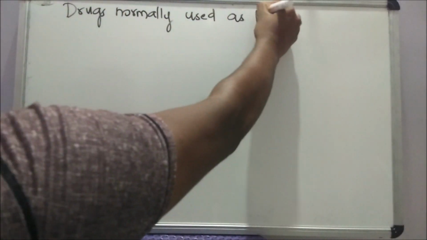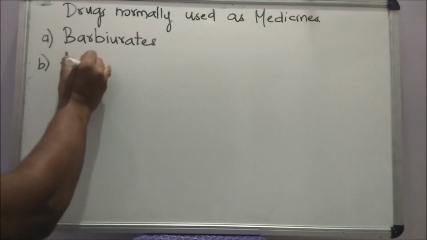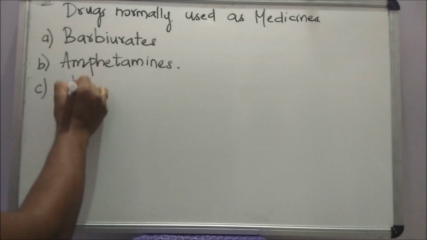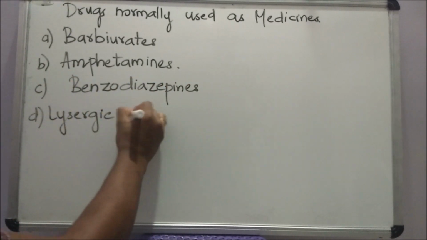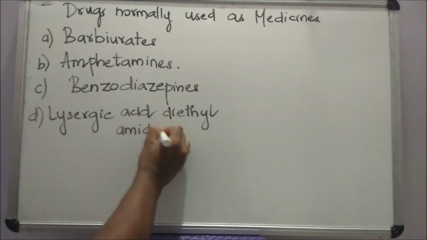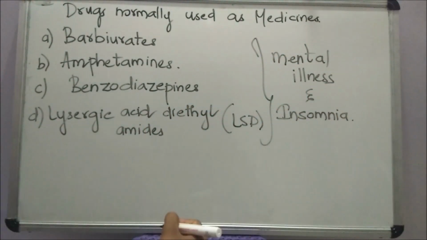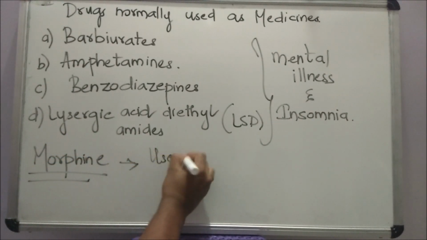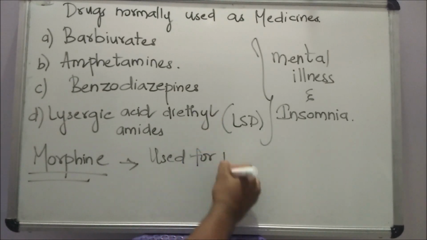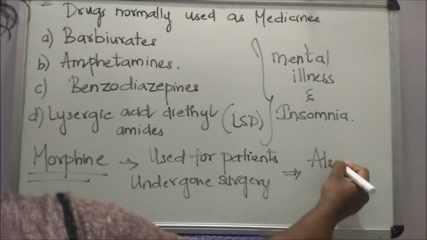Now, let's learn about the drugs which are normally used as medicines as well as abused. Drugs like barbiturates, amphetamines, benzodiazepines, LSD, the full form of LSD is lysergic acid diethylamide, are used as medicines to help patients with mental illness and insomnia. There's another drug called morphine, which is a painkiller given to the patients who have undergone surgery, but it is also abused.